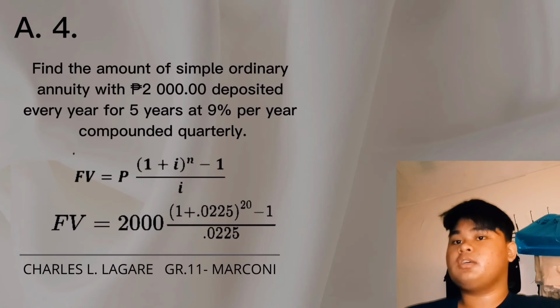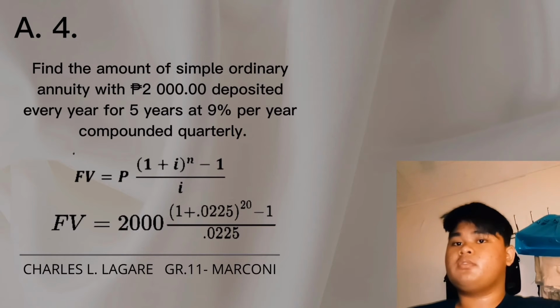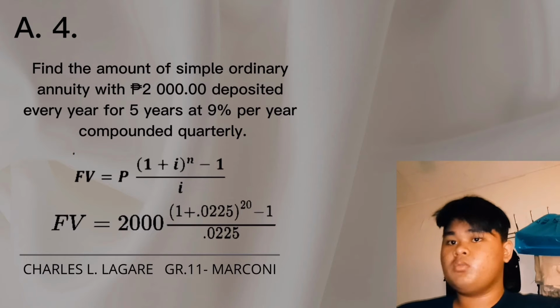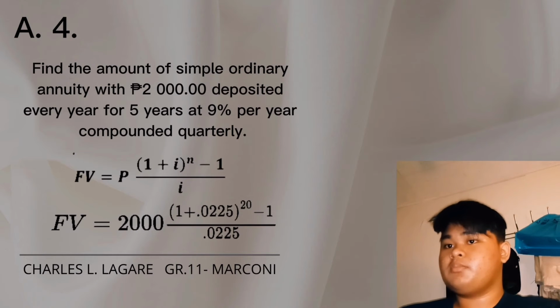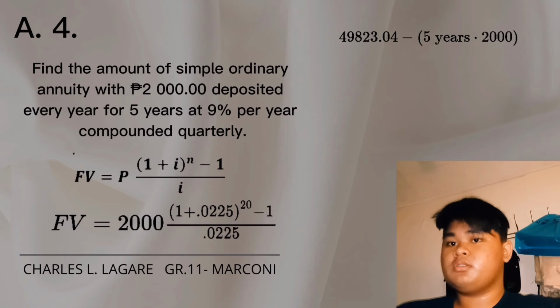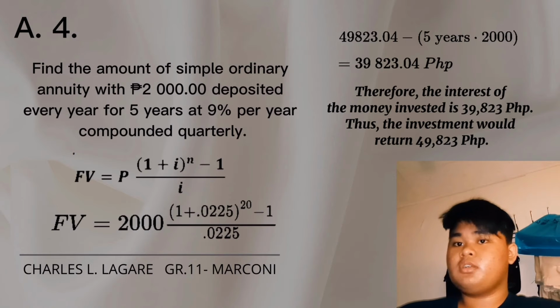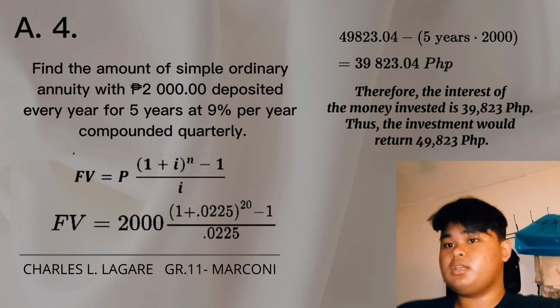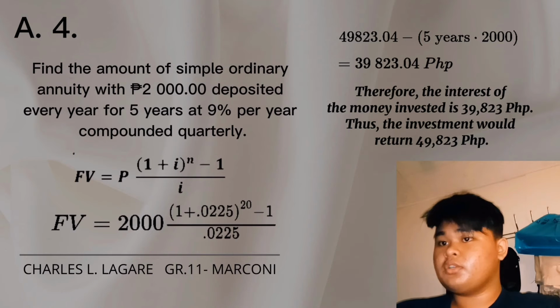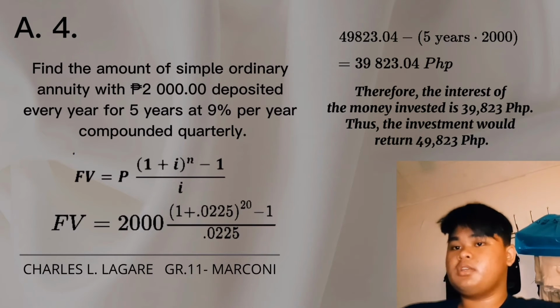And then we will plug in all the given values. So 2,000 pesos times quantity 1 plus annual rate 9% over 4, which is 0.0225, to the power of 5 times 4, so 20, minus 1, over 0.0225, and the answer will be 49,823 pesos and 4 cents. Then you subtract 5 years times 2,000, so it will be 39,823 pesos and 4 cents. Therefore, the interest of the money invested is 39,823 pesos and 4 cents. Thus, the investment will return 49,823 pesos and 4 cents.